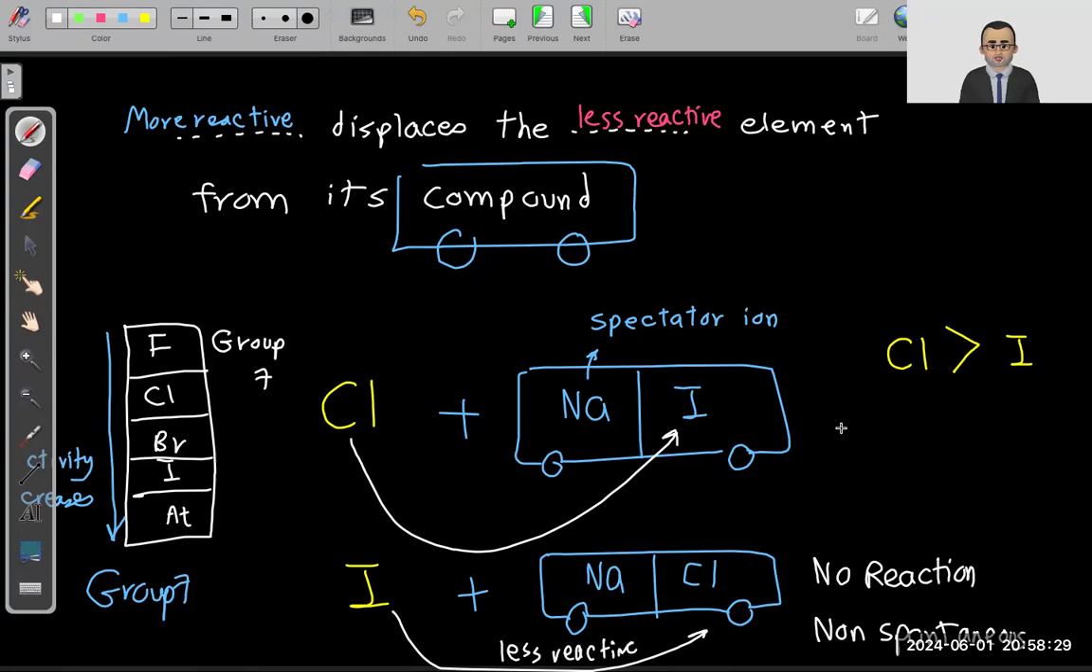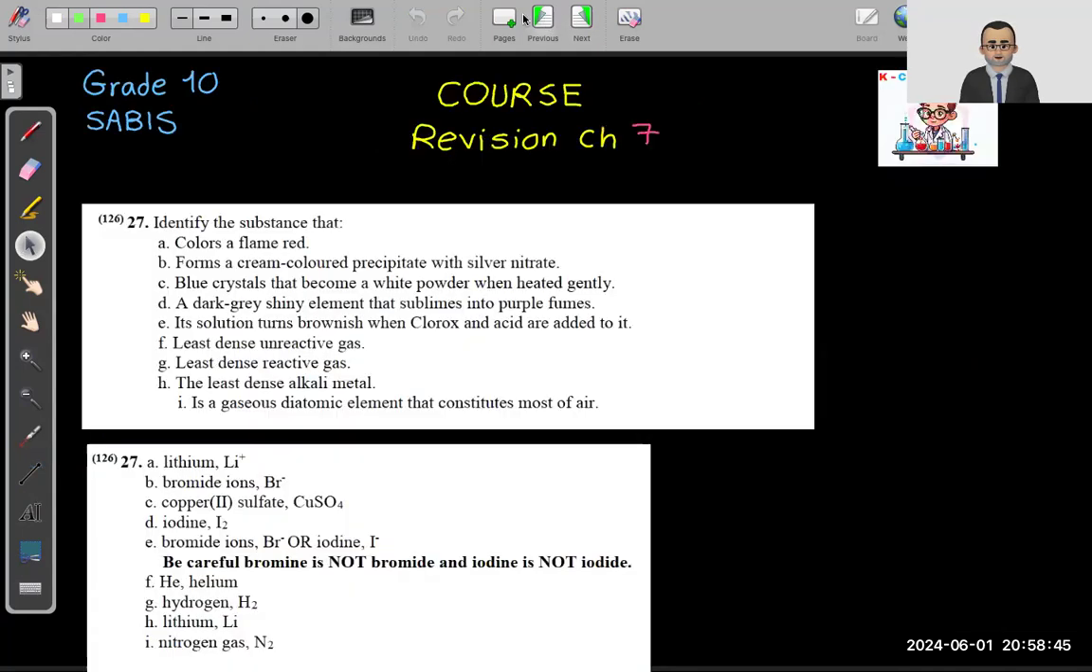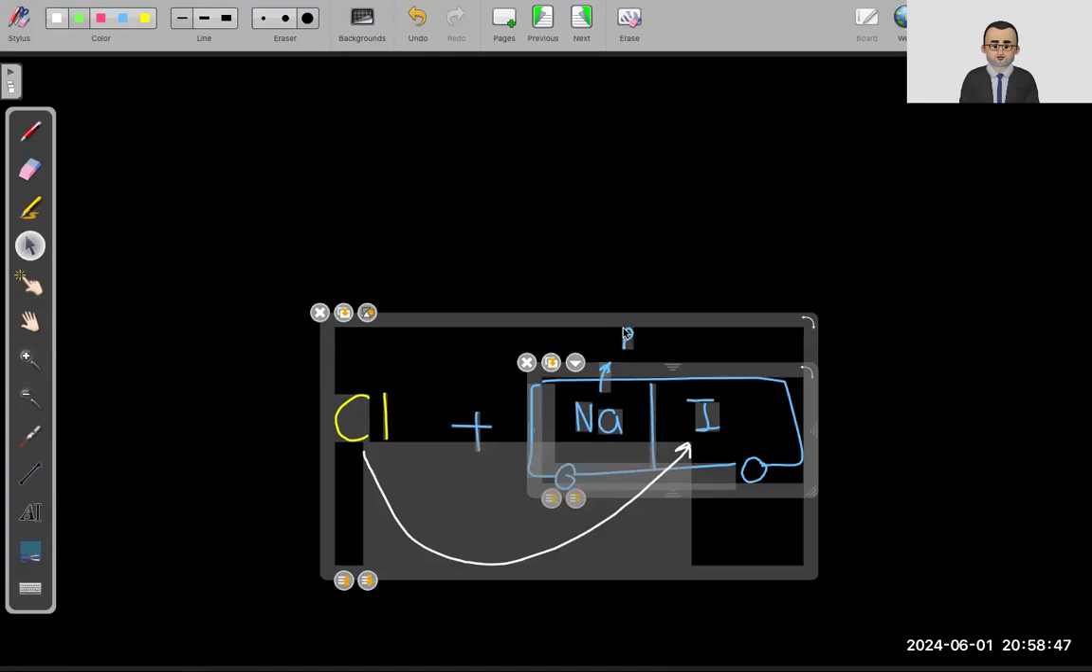While the opposite can happen. So I will say it's called spontaneous. So let's say it's green color. So we know it happens. Spontaneous reaction. It happened. What will happen exactly? It will sit instead of it. It will take its place. So it will take its place. Let's see how it happens.